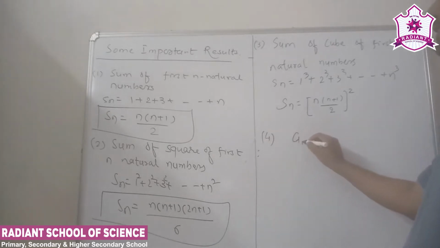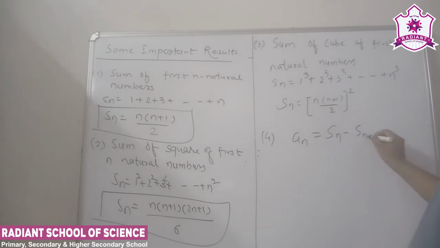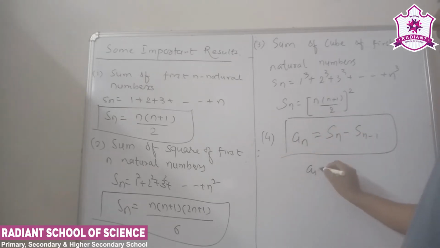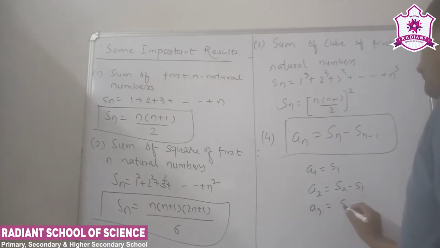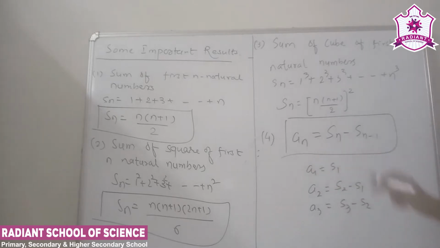अगर आपको Sn दिया और आपको n टर्म्स ढूंढना है तो Sn minus Sn minus 1 अप्लाई करो। ओके, तो रिमेंबर A1 is equal to S1. फर्स्ट टर्म और फर्स्ट टर्म के सम दोनों इक्वल होते हैं, सो A1 is equal to S1. सो देयरफॉर A2 ढूंढना है तो क्या कर सकते हो आप, S2 minus S1. ठीक वैसे A3 ढूंढना है तो S3 minus S2. So similarly an ढूंढना है तो Sn minus Sn minus 1.